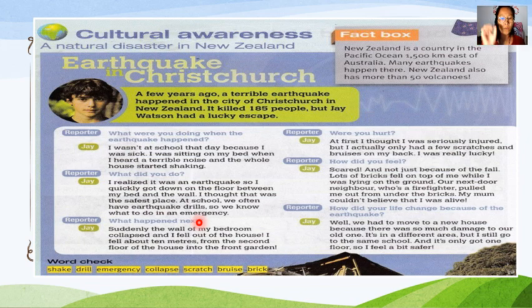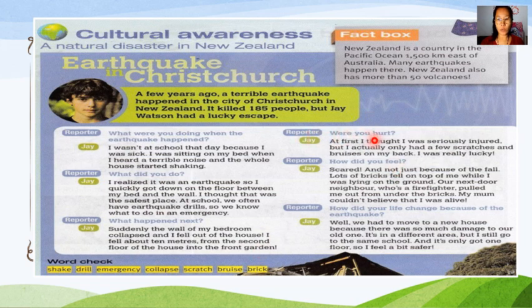Jadi biasanya kalau ada earthquake, mereka akan meniarap dekat lantai. Jangan berdiri ataupun panjat tinggi. Okay, what happened next? Suddenly, the wall of my bedroom collapsed and I fell out of the house. Okay, jadi dinding kat rumah dia tu runtuh. 他屋子的墙壁毁掉. I fell about 10 meters from the second floor of the house into the front garden. Jadi dia jatuh dari tingkat 2 rumah dia ke taman dia.